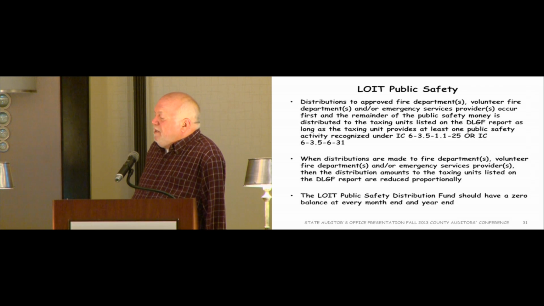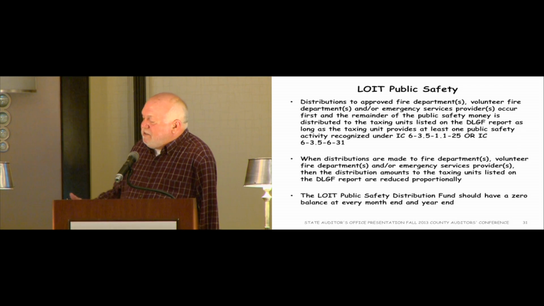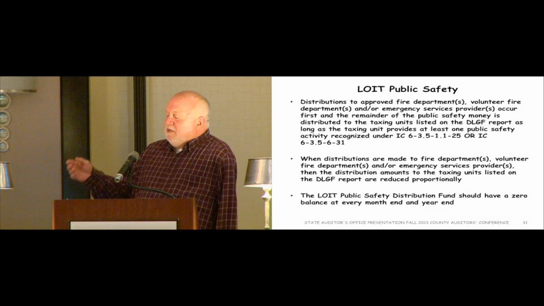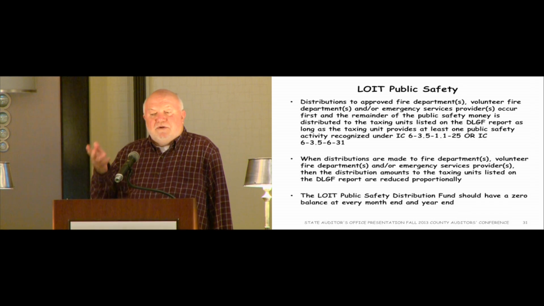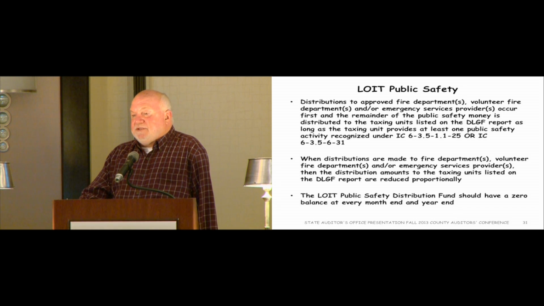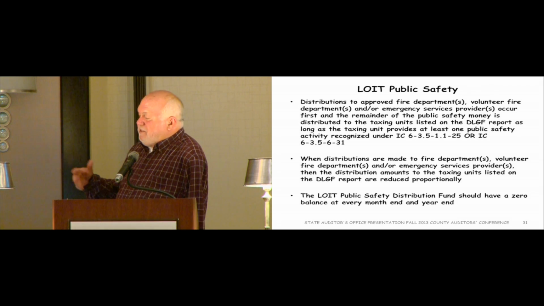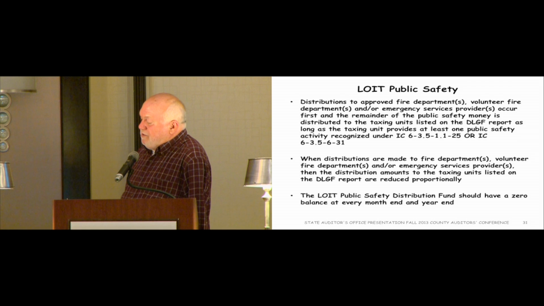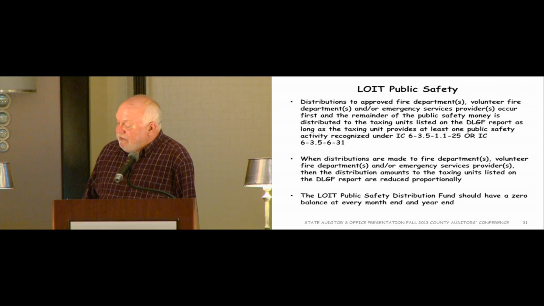those proportionally. In other words, if $200,000 is being distributed in total to those entities, and the county's share of the total amount distributed is 40%, then 40% of the $200,000 goes towards reducing the county, and if one of the towns is 10%, then 10% reduces the town, and so forth. But every month end and year end, the public safety distribution fund should have a zero balance.